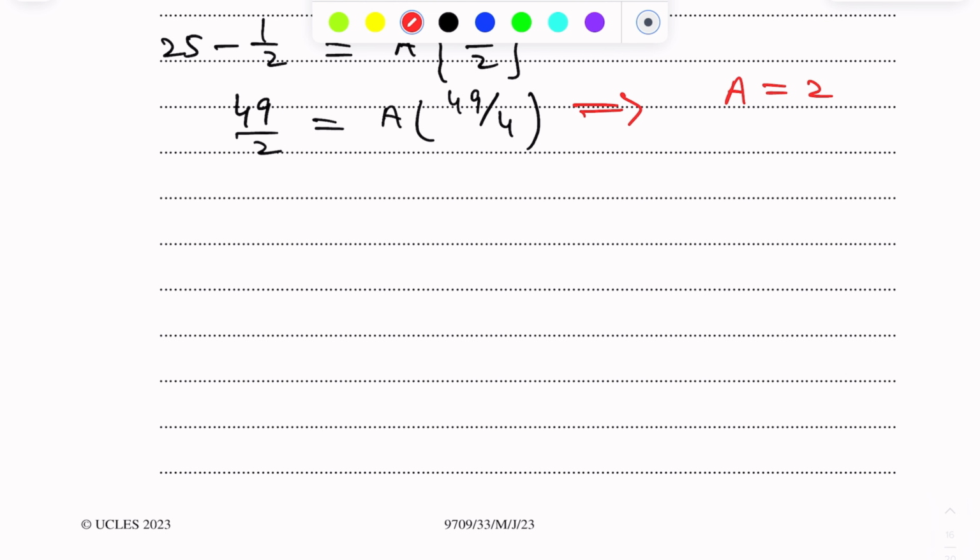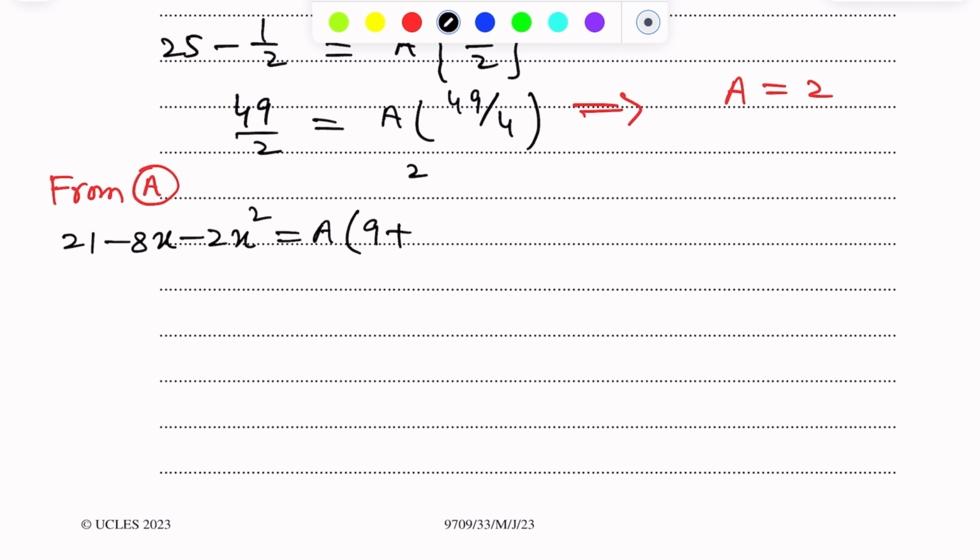From equation A, we write this equation: 21 minus 8x minus 2x square is equal to, on the right side, A times the expansion using the identity, 9 plus x square minus 6x, plus B, whose product is minus 2x square plus 5x plus 3, plus C into (1 plus 2x).